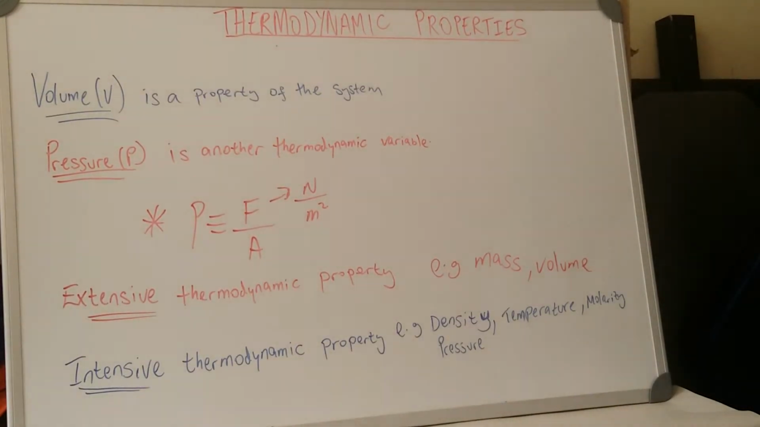So a property can be an extensive thermodynamic property, or intensive. Extensive meaning the value is equal to the sum of the values of the parts of the system. So for example, if you divide a system into parts, the mass of the system is the sum of the masses of the parts. So that makes mass an extensive property. An intensive property is a property whose value does not depend on the size of the system.